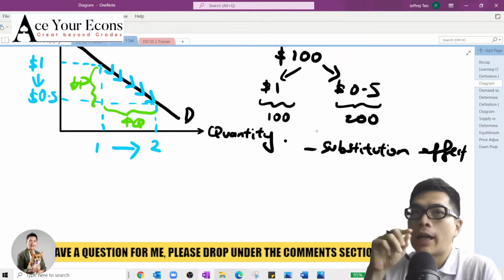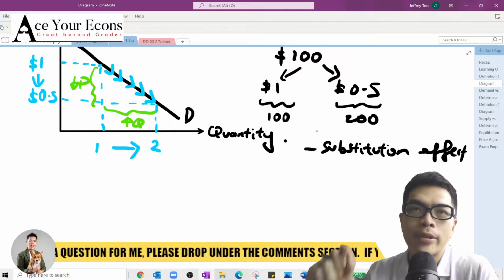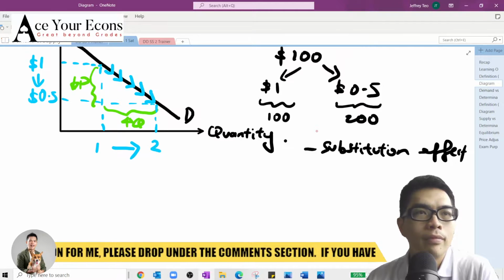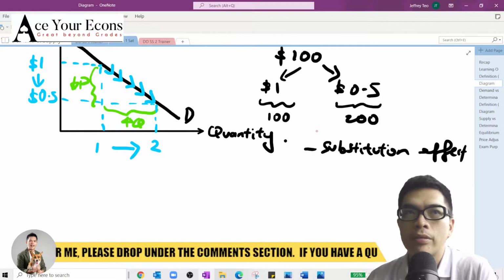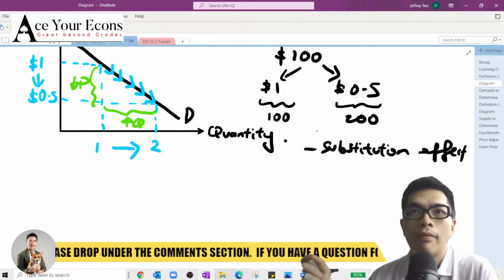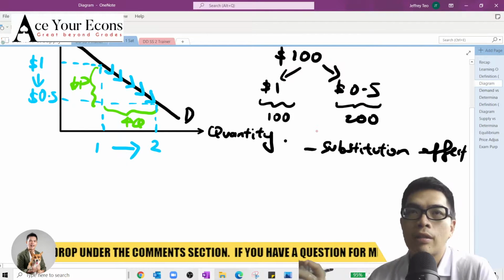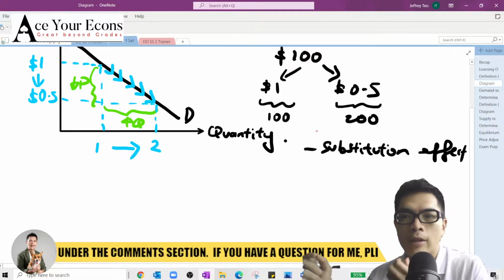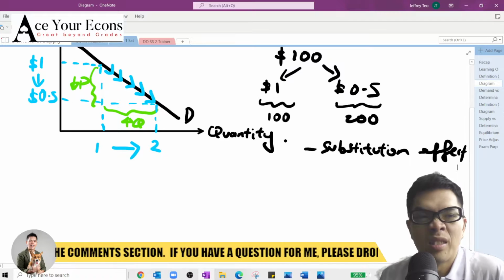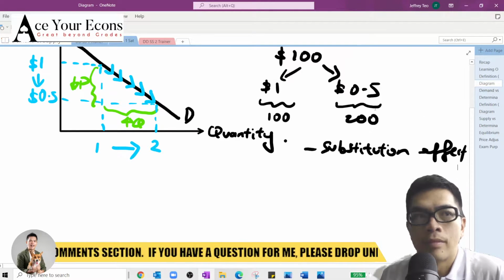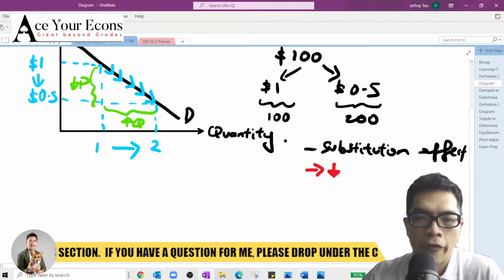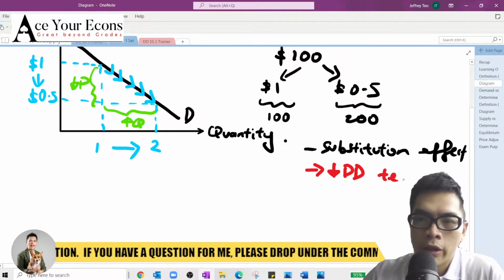So can you guys name me what is a substitute of Ice Milo to you? What is a substitute? Do you all drink Ice Milo? Yeah, so what do you think is a relatively close substitute to Ice Milo to you? Iced tea. Maybe tea. So later on we'll illustrate that there is going to be a fall in demand for tea.